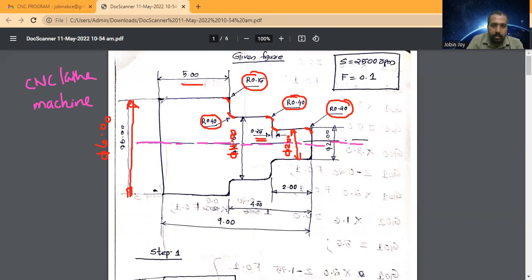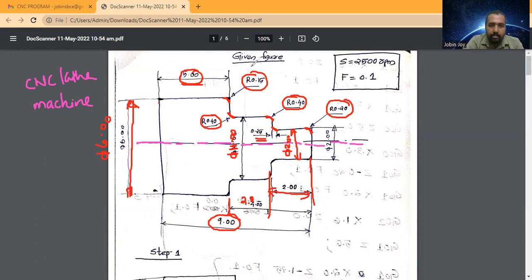And the length from this end to this step, the distance is 5. And the first step, this distance is 2. And from this to this is again 2. So this total distance is 4. So 5 plus 4, that is the total distance, that is 9. So this is my drawing.